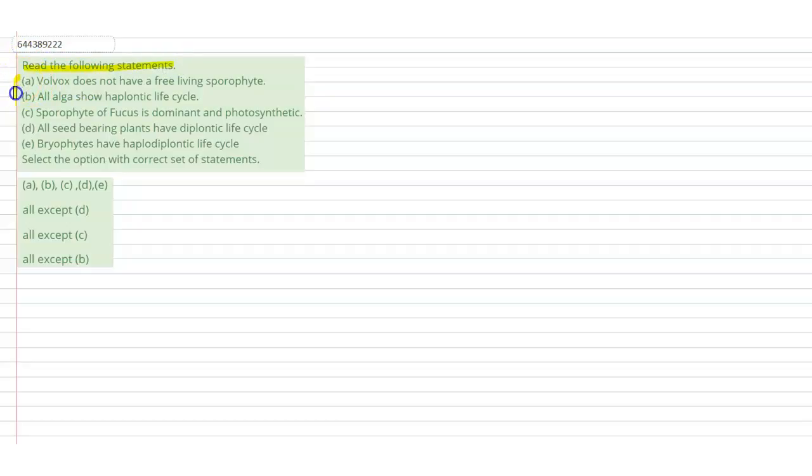The question is, read the following statements. We are given these 5 statements, and then we have to select the option with the correct set of statements. So among these options, which option has the correct set of statements? Now let us come to the statements one by one.